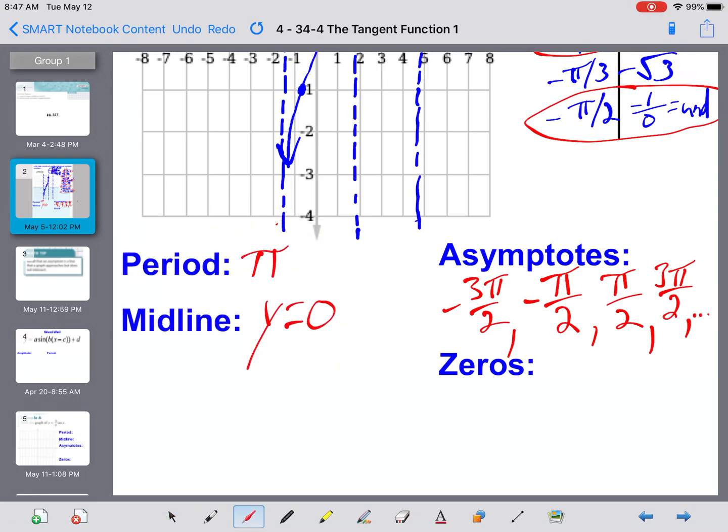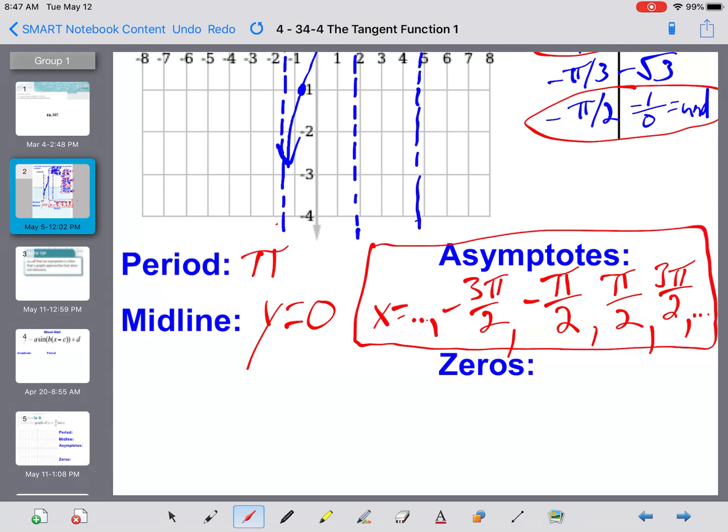All right, because these are vertical lines, x equals ..., and then list a few asymptotes. Now I'll ask for a few of them. You should be able to use the pattern to show me as many as I want to see.